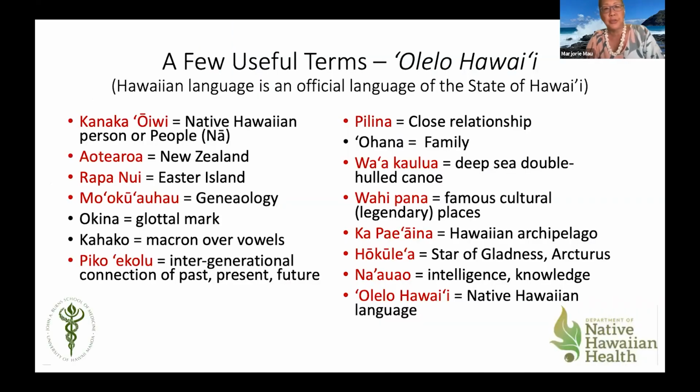So a few useful terms. February was Olelo Hawaii month in Hawaii, which is the Hawaiian language. It's an official language of the state of Hawaii along with English. And these are the words that you may see during this presentation, highlighted in red. The black ones are ones that I'm pretty sure you're familiar with already.